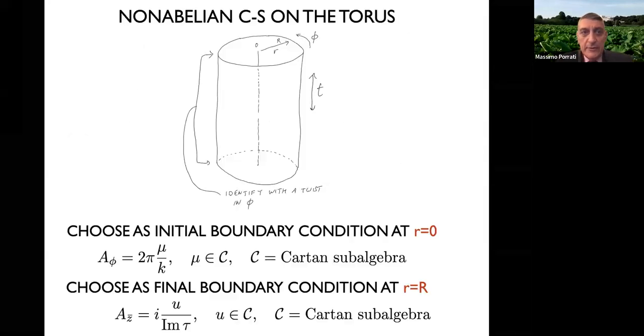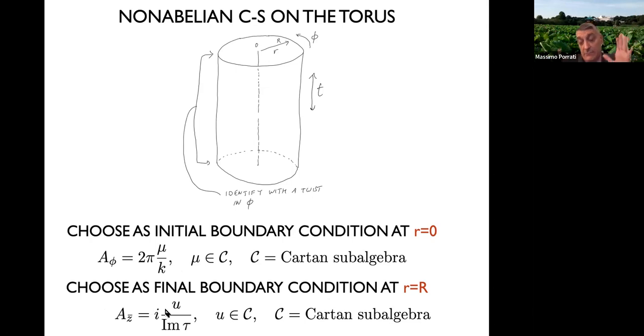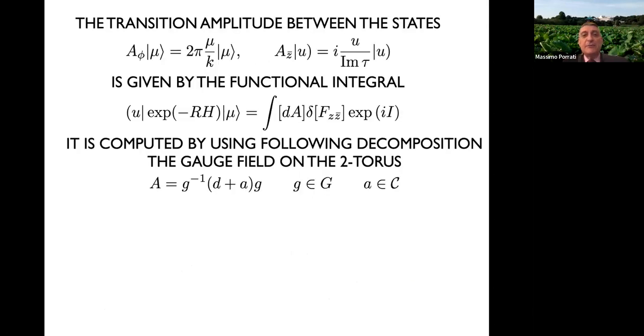Okay, so here we are with the non-Abelian Chern-Simons on the torus. I choose as initial condition one where the angular component of the gauge field is not necessarily 0, it's mu over k. So here, in a sense, I also want to include the case where I may have a Wilson loop. I choose as final boundary condition not a generic A_z, but an A_z which is purely the harmonic part. Forget about the exact part. Let's set it to 0. That's not so interesting. And I choose this harmonic part to belong to the Cartan subalgebra, just to be able to do some computation. Okay, and let's see what we can do.